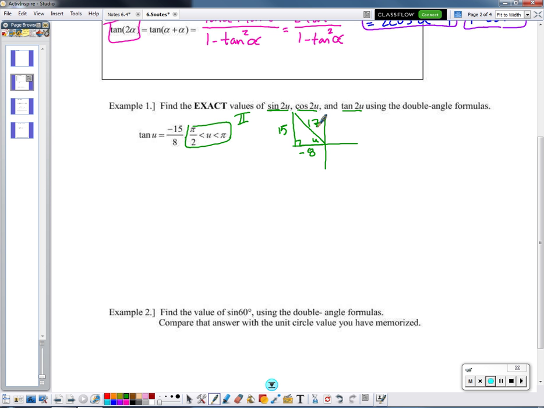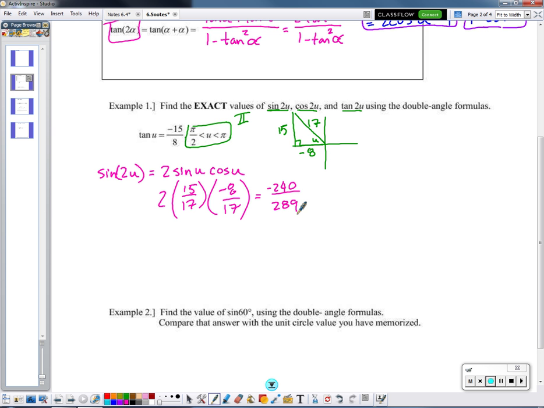And then what I want to try to find is the sine of 2u. To do that, I'm going to use my double angle formula for sine, which I know is 2 sine of u times cosine of u. Sine of u would be opposite over hypotenuse, so that would be 2 times 15 over 17. And then cosine of u would be adjacent over hypotenuse, that would be negative 8 over 17. When I multiply these and combine like terms, what I end up with is negative 240 all over 289.